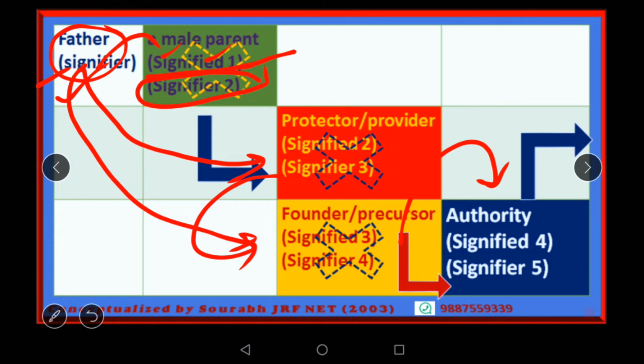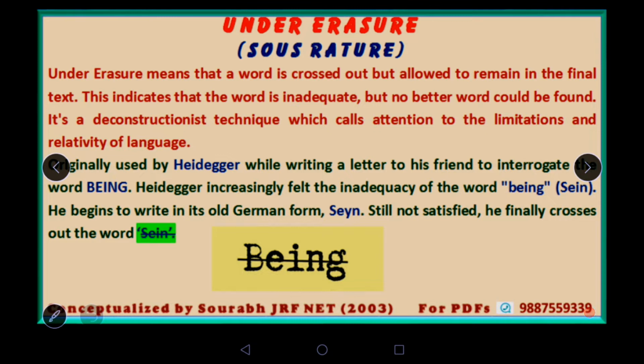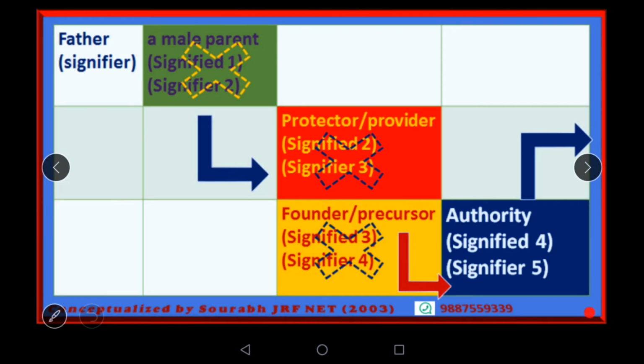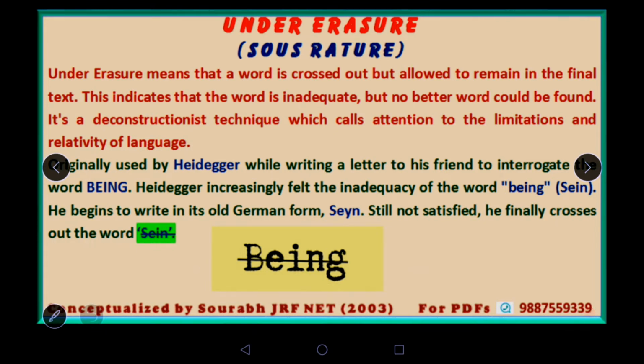चलिए इस बेसिक छोटे से इंट्रो के बाद let us carry forward with some more terms which Derrida used in his theory. What I was just telling you about, under erasure or sous-erasure. Sous-erasure is basically a French term for under erasure. What is under erasure? Under erasure means a word is crossed out. As we have seen in the last diagram, a word is crossed out but allowed to remain in the final text. We are not deleting it, we are not erasing it, we are just putting a cross on it because it indicates the word is inadequate. It is not complete in itself.